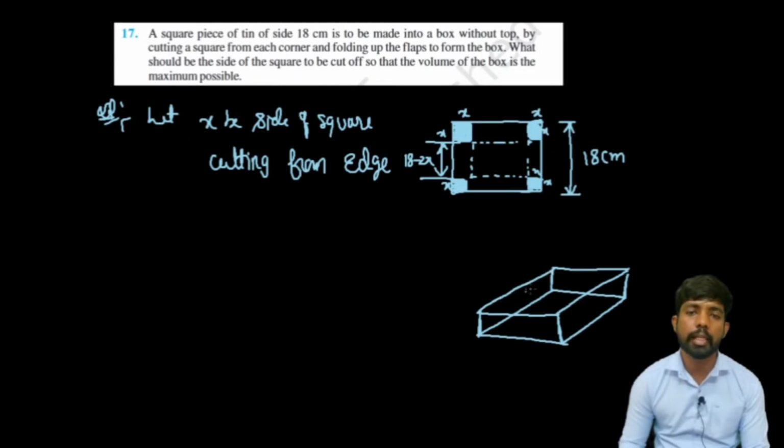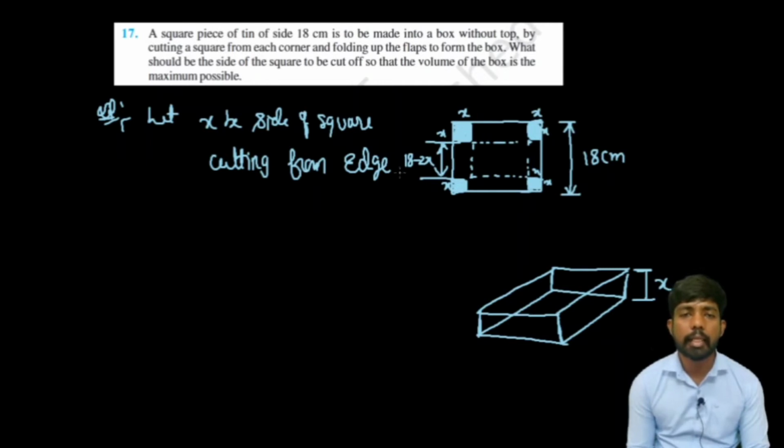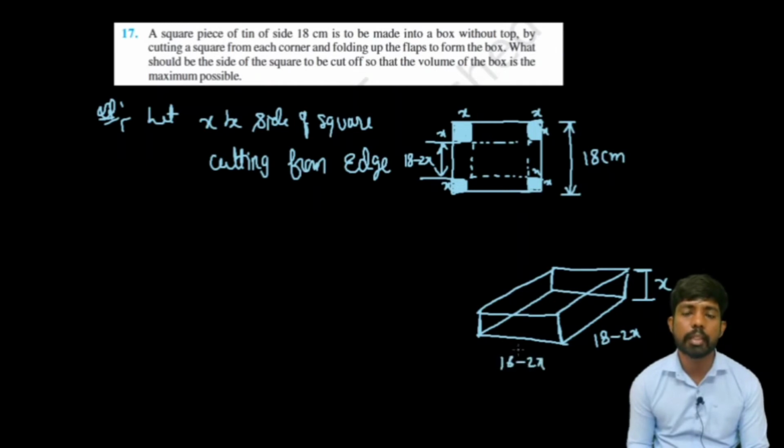I can get a box, right? A topless box. So this is a box. But what is the height? Here the height is what we cut, that one only, right? X is the height. And here the side is 18 minus 2x. So this length and width both are 18 minus 2x because this is a square box, right?